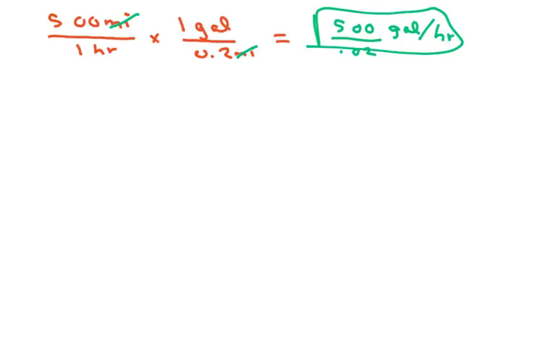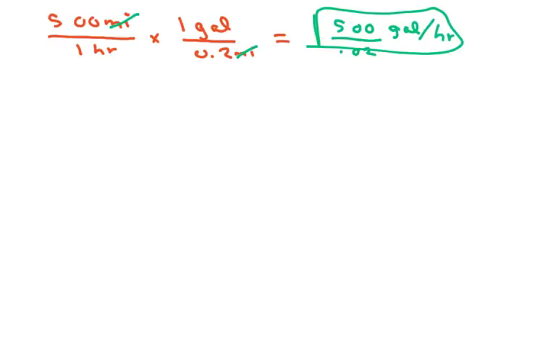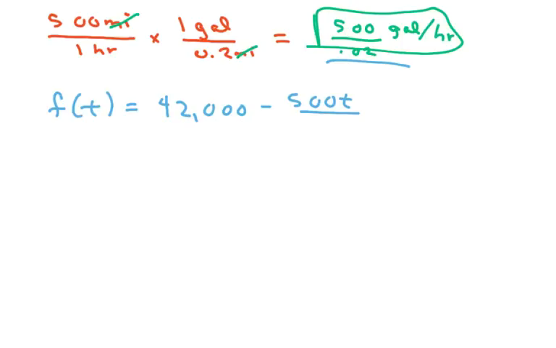So the plane's tank has 42,000 gallons of fuel at the beginning. So that's like your y-intercept. So basically, what are we using here? F of t. Okay, so we have f of t equals your y-intercept. That's where you're starting, and you're subtracting this. So that's 500 t over 0.2.